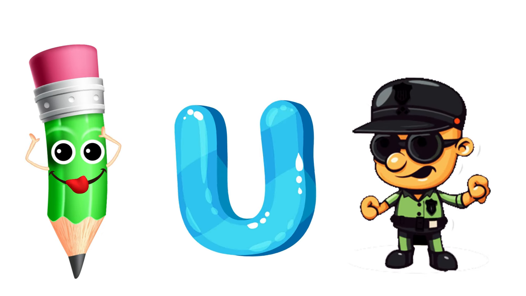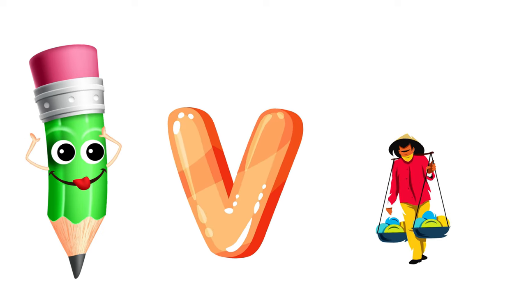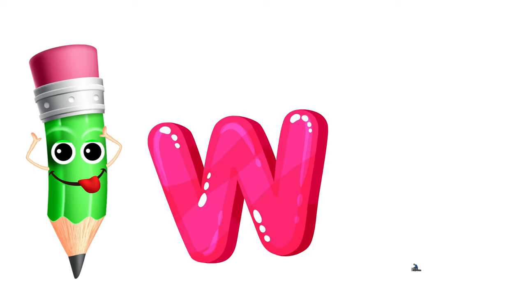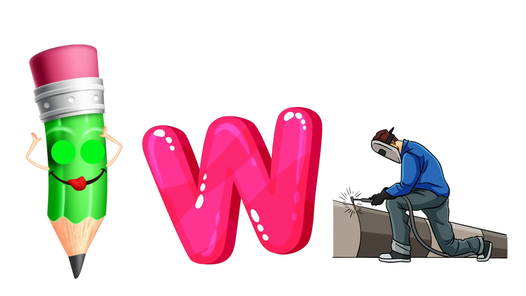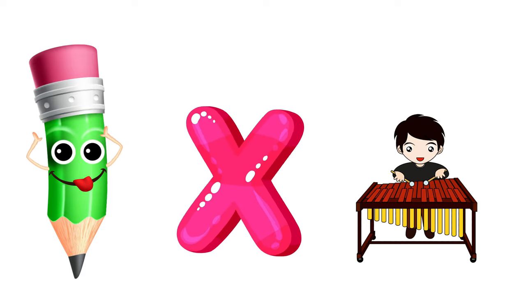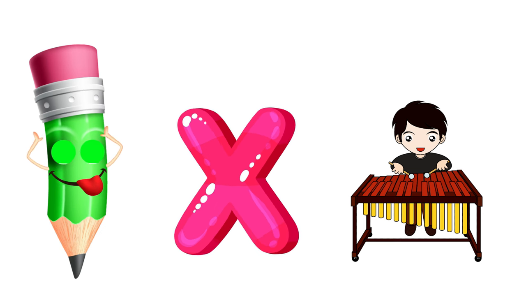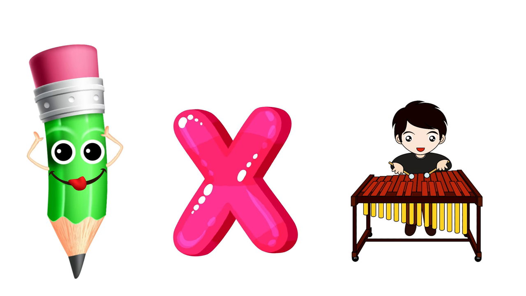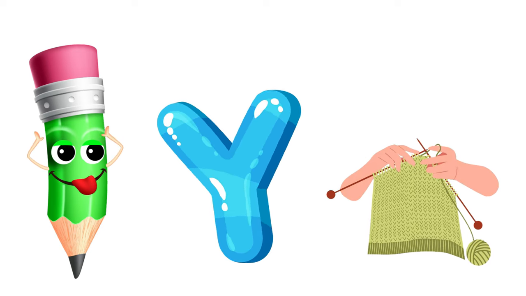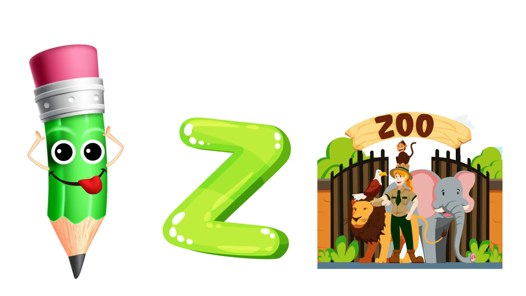U is for umpire. V is for vendor. W is for welder. X is for xylophonist. Y is for yarn winder. Z is for zookeeper.